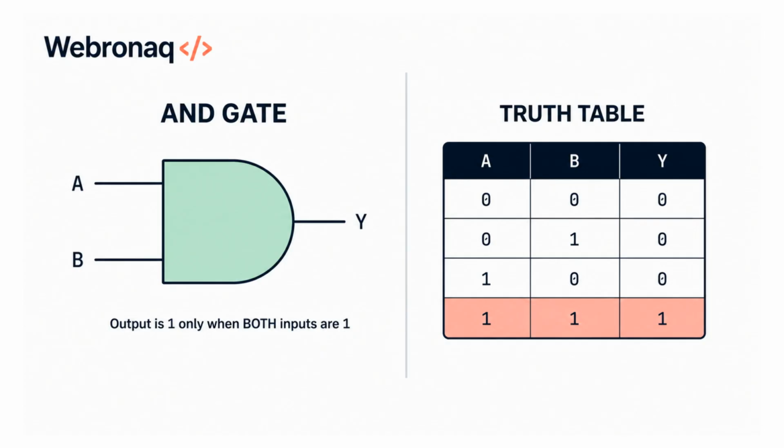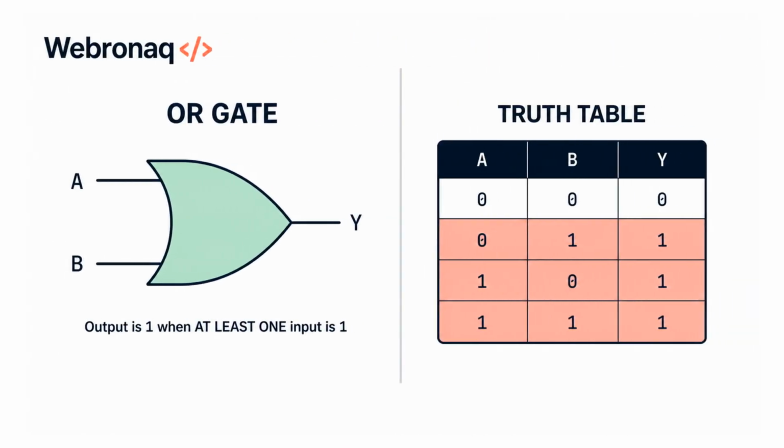Look at this truth table on the right. It shows every possible combination of two inputs, A and B, and the output Y for each. 0 and 0 gives 0. 0 and 1 gives 0. 1 and 0 gives 0. And only when both A and B are 1, the output finally becomes 1. Simple rule, but it's used everywhere inside a CPU.